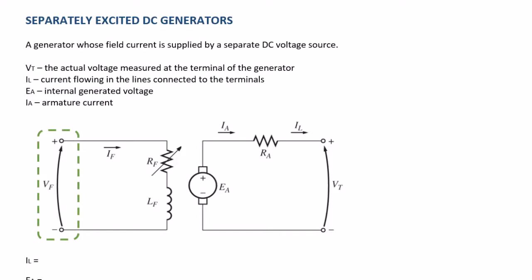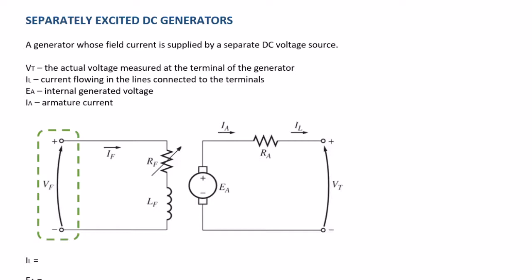Now we've come to the first type of DC generators, which is separately excited. What is a separately excited DC generator? It's a generator whose field current is supplied by a separate DC voltage source. This is the unique characteristic of this type of DC generator.